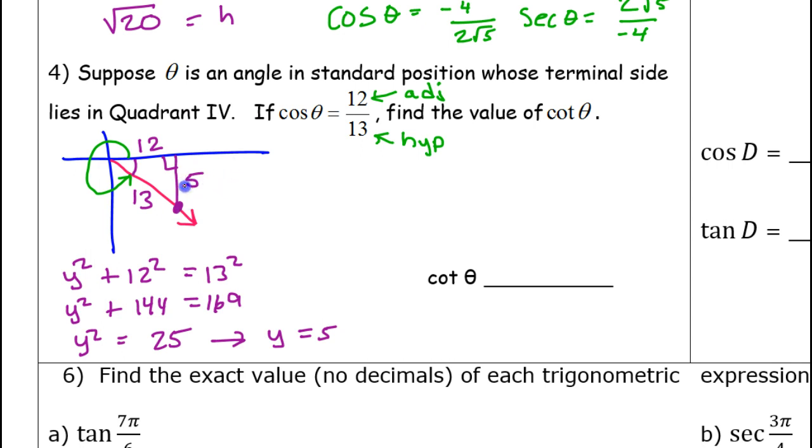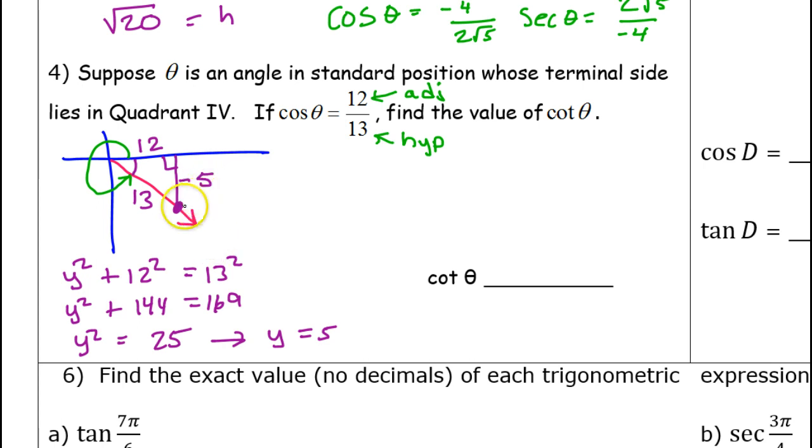Now, should this be a positive 5 or a negative 5, considering its position in the triangle? This should be a negative 5 because this point is down 5. This is like a y value. This is down 5. In fact, let me just make a little space so I can exaggerate this negative sign. We have a negative 5 here.